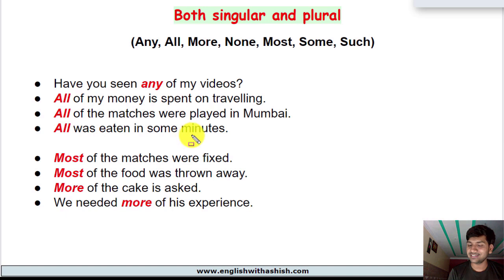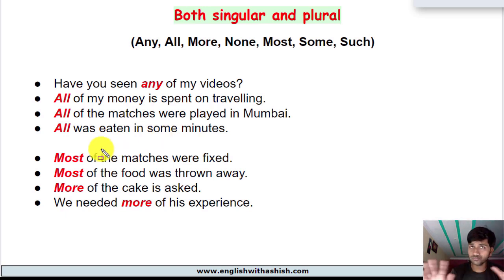All was eaten in some minutes. Last night I ordered a lot of food. A lot of food. All was eaten in some minutes. Now, food again is a singular noun, uncountable. So all is used to refer to food, which is singular, uncountable. So we have to use a singular verb after it. All was eaten in just some minutes. Vanished.